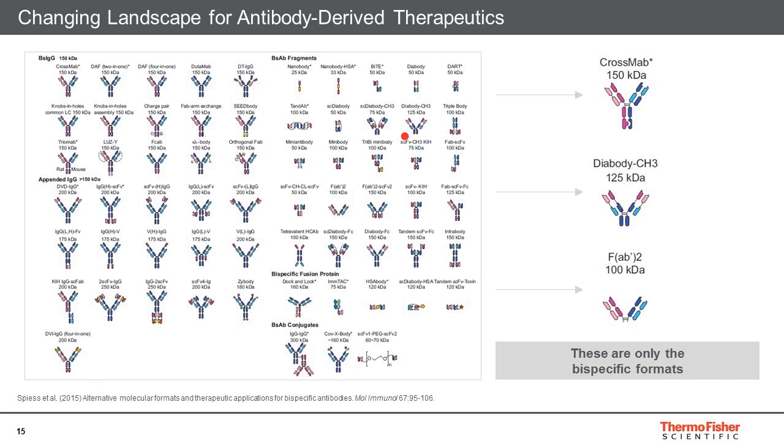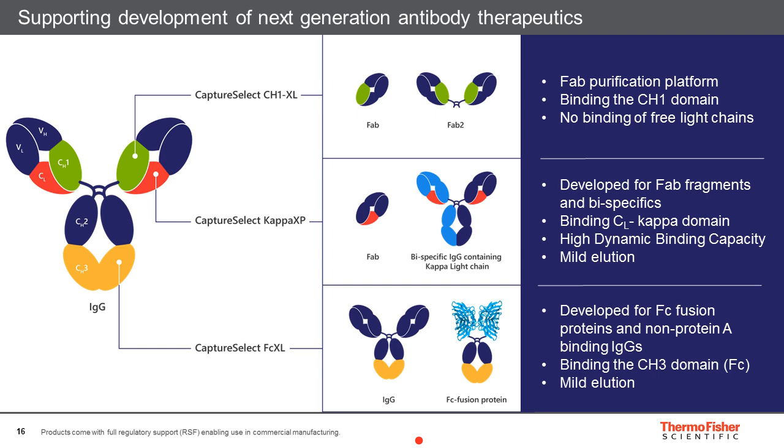These are the different species. And again, these are only the bispecific formats which people are actually working on, which demonstrates that although Protein A is the gold standard for monoclonals, for all of these new types of antibody formats, they lack a platform to manufacture these types of antibody-derived products.